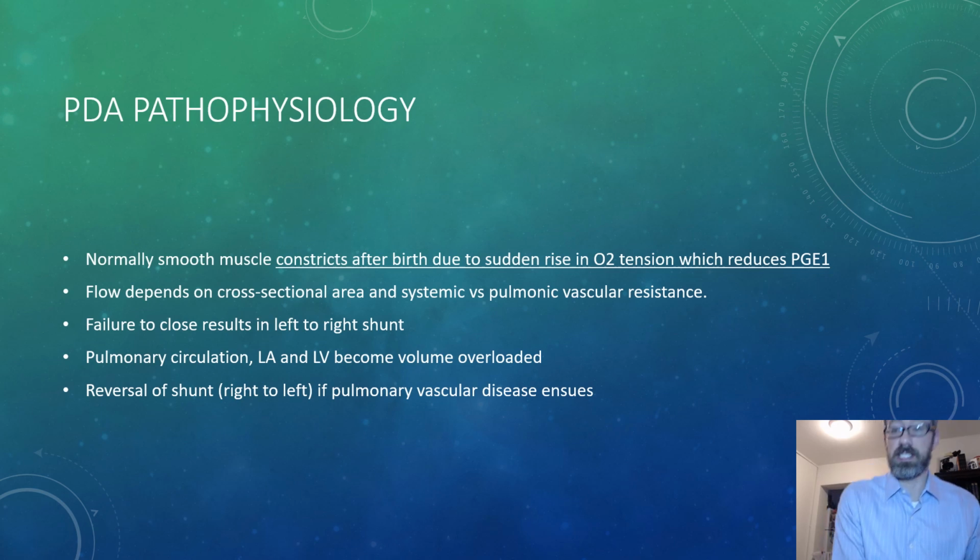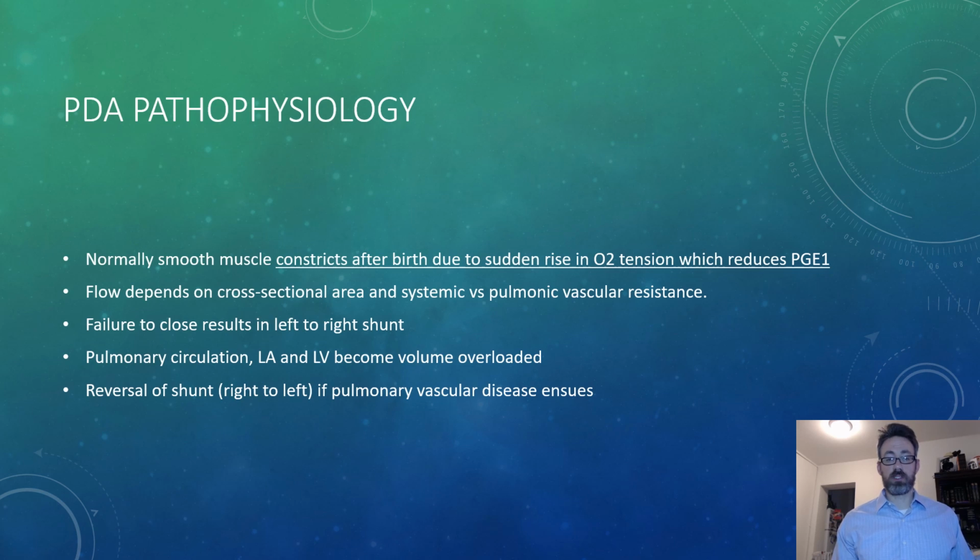What this basically means is if there's a lot of systemic resistance, that could shunt more blood towards the lungs and increase the volume overload on it. If pulmonary vascular resistance goes up chronically, that could reverse the shunt even, or reduce the flow over time until it possibly reverses it.